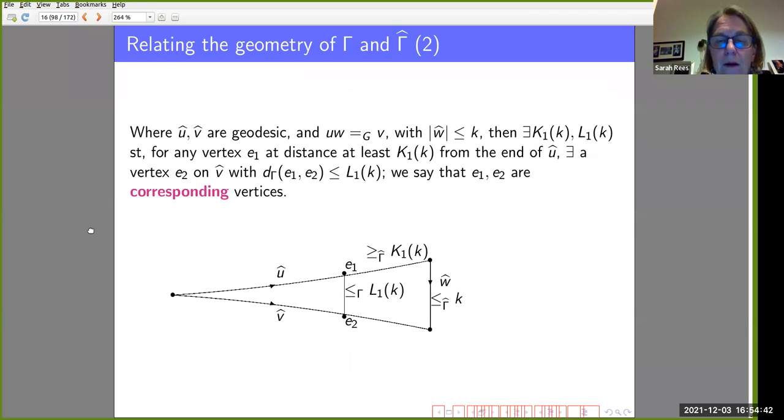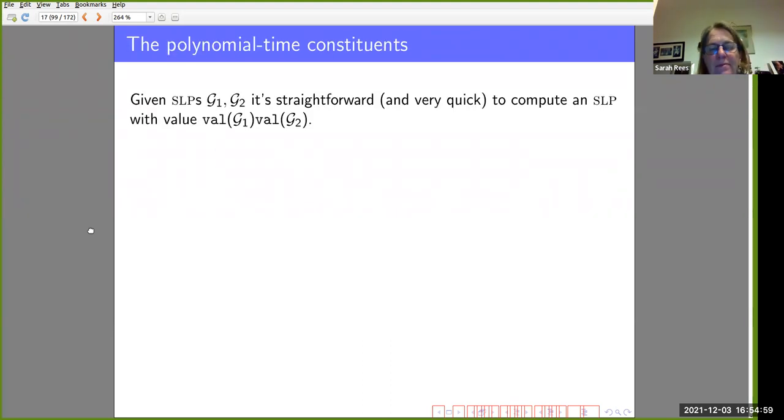So, that's a lemma. But I think we don't need the lemma because we're really running out of time. I've got six minutes left. But there is a lemma that basically relates the two Cayley graphs, okay? And that's what this lemma is for, okay?